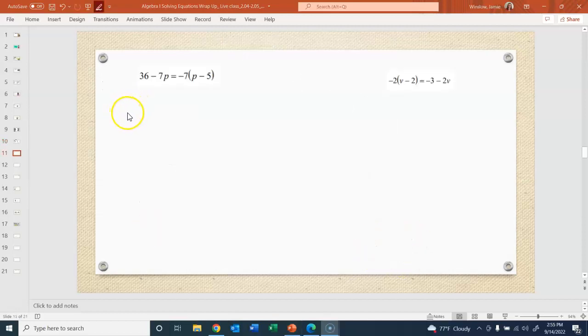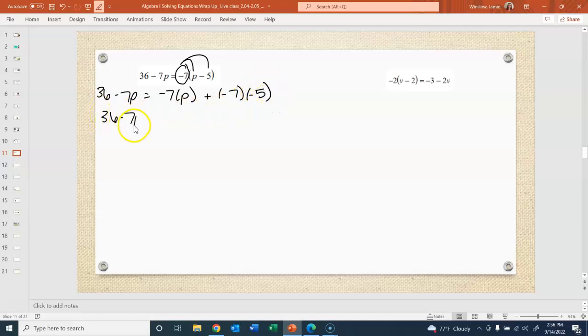All right, let's look at these. So these look similar, right? But this one over here looks a little different because we have the parentheses on the right-hand side. But they function the same. We see parentheses, we see this number in front, so we need to distribute. So do -7 times p plus -7 times -5. And we'll work through this math together. We have -7p. -7 times -5 is a positive 35.